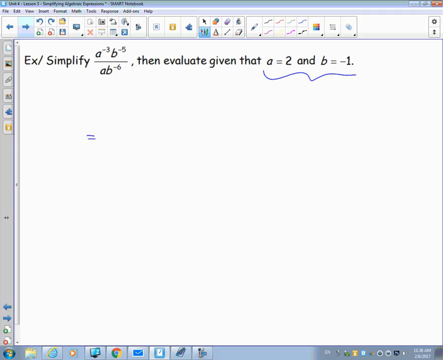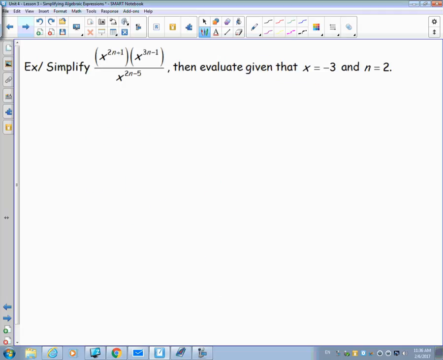So, BEDMAS: no brackets, no exponents to exponents. I can go to my division and multiplication rules. If I subtract, things end up on the top. There's a 1 here. I get a to the negative 4, and I get b to the 1. I got to fix that: a has to go to the bottom, b stays where it is. That's simplified. Now we can evaluate. Every time I see a b, I'm going to replace it with -1, and a with 2, and I can calculate that really quickly. Rather than having to calculate with a bunch of numbers, I can do it at the end with not very many.